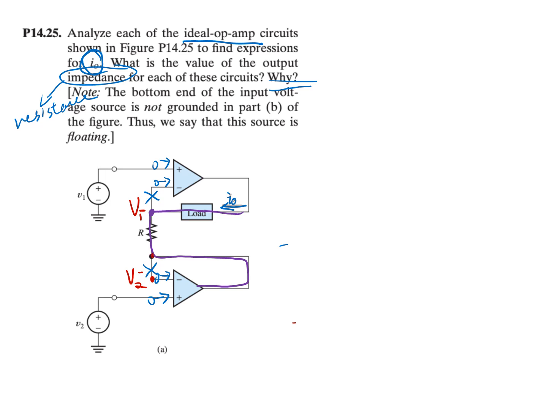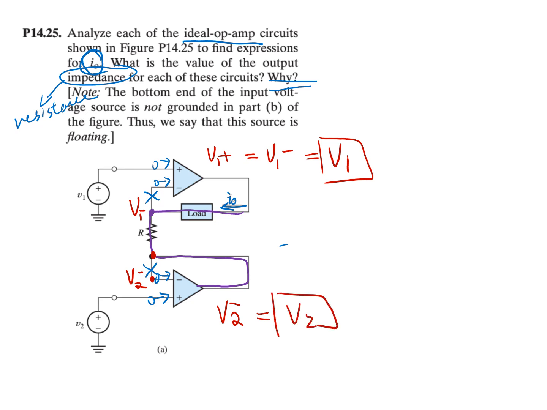Because it is connected to the terminal here. And we know that because V plus is equal to V minus for an ideal op-amp, so here they are both equal to V1 for the upper op-amp, so that's equal to V1. And similarly here, V2 negative is also equal to V2.